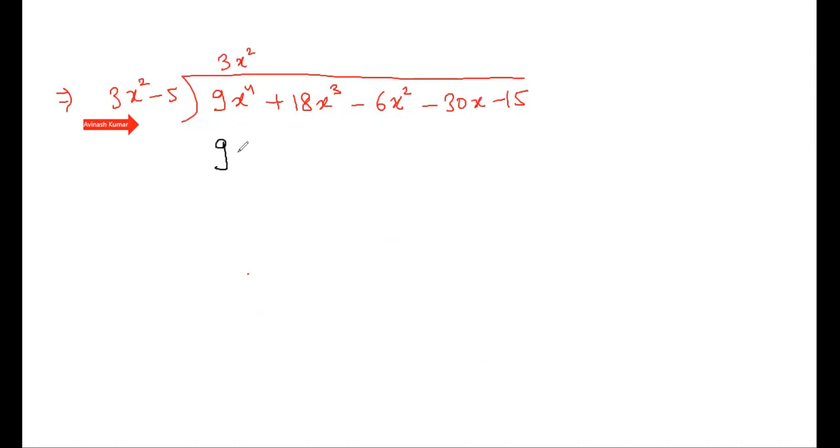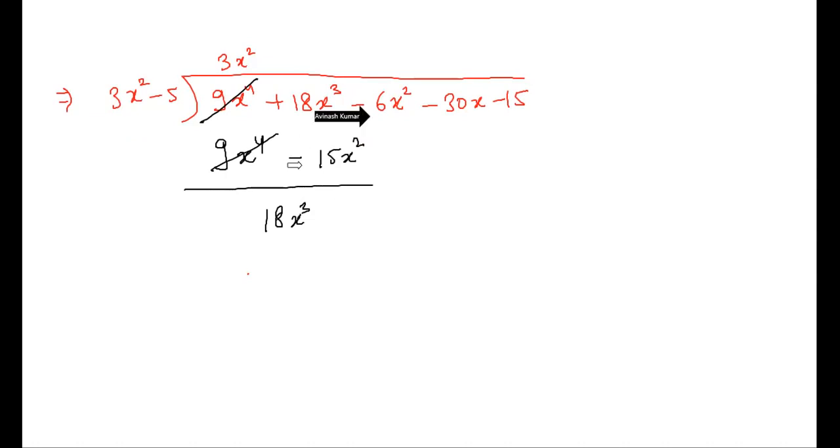I will get first 9x power 4 minus 15x square. Minus 15x square. So I will cancel out. So what will I be left with? I will be left with 18x cube. And if you see here, it's minus 6, minus plus. So this will become 15 minus 6. I need to do subtraction. So in the subtraction, how much will I be left with? 9, plus 9x square. No, 15. Okay. So plus 9x square minus 30x minus 15.